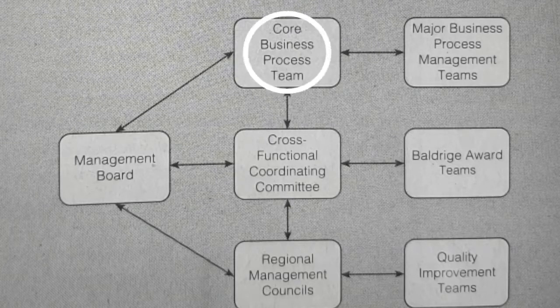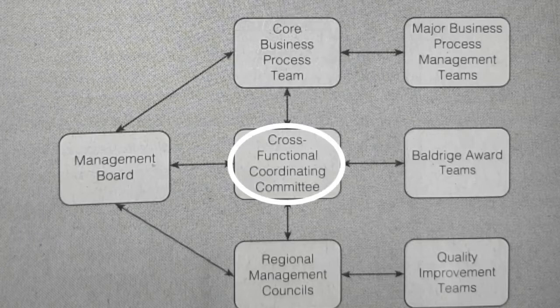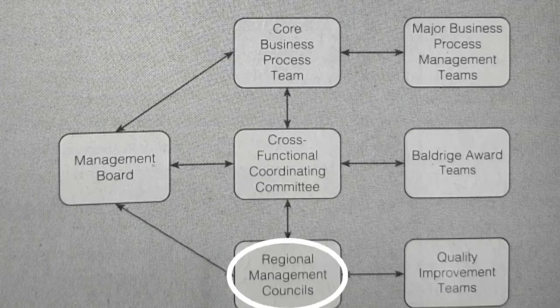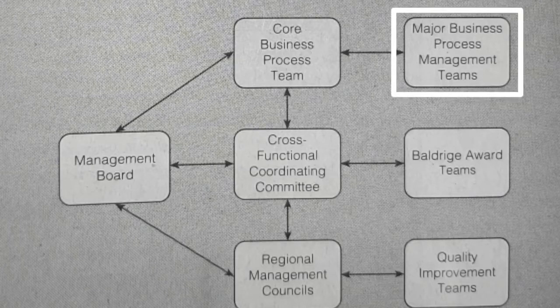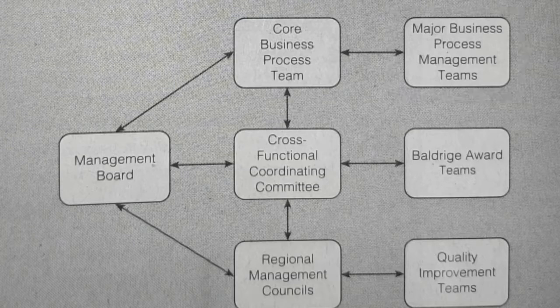We have there the core business process team, which has the minimum individual task to be accomplished, and the cross-functional coordinating committee. They are the group of people working toward a common goal, and the regional management councils appointed to manage the state. So the next three teams there are the major business process management teams, which discover, analyze, measure, improve, optimize, and automate business processes.